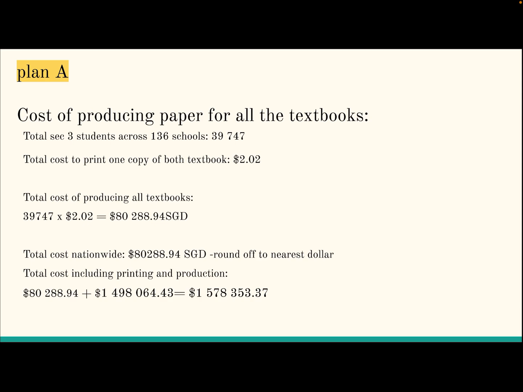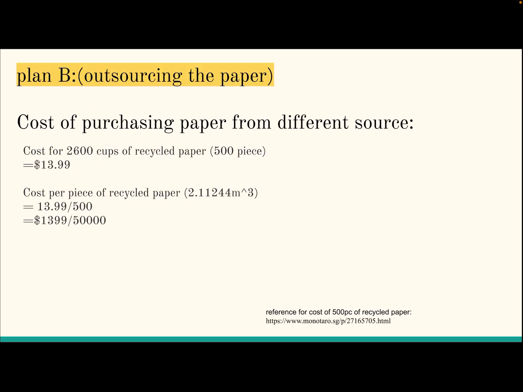80288.94 plus 1498064.43 equals 1578353.37. For Plan B, we have decided to outsource the paper. Basically, it refers to purchasing the recycled paper directly from a foreign supplier.